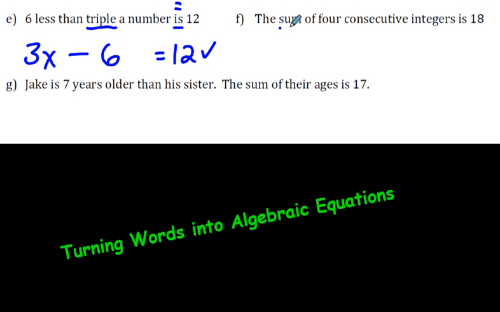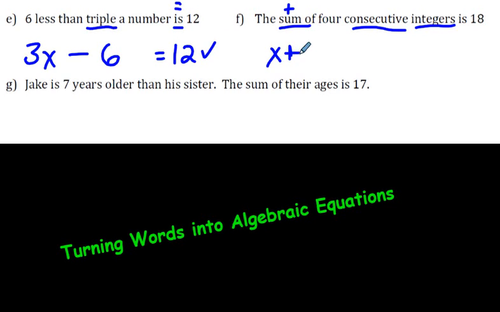The sum, which means adding, of 4 consecutive integers. In other words, 1, 2, 3, 4. That would be 4 consecutive integers. An integer is just a number, and they're all in order. They're in a row. The sum of 4 consecutive integers is 18. So let's start with any integer. Let's call it x.